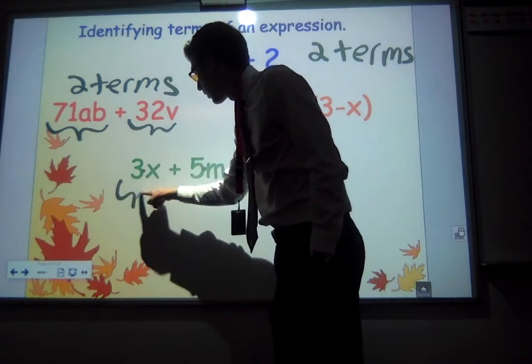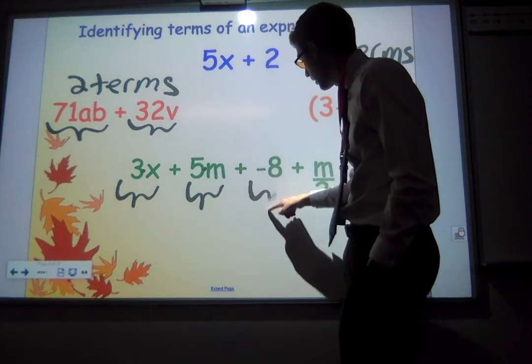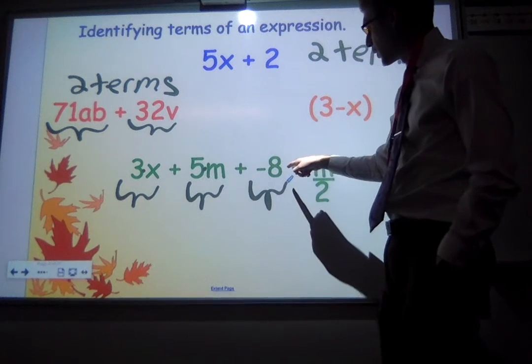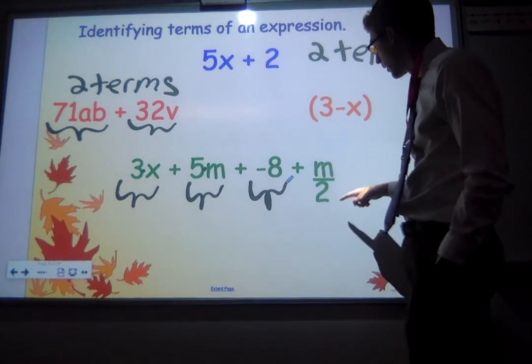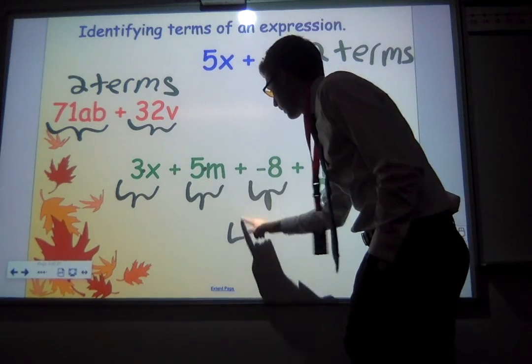So in green down here, we have 3x plus 5m plus negative 8. Remember, there's no variable attached, so that's going to be a constant, and then all plus m over 2. So here in green, we're going to have 4 terms.